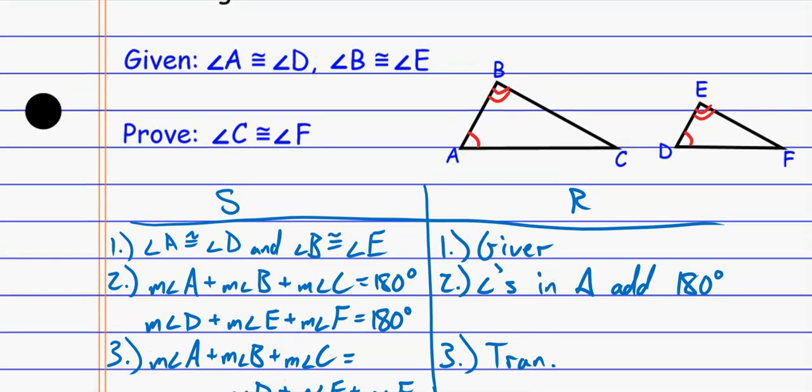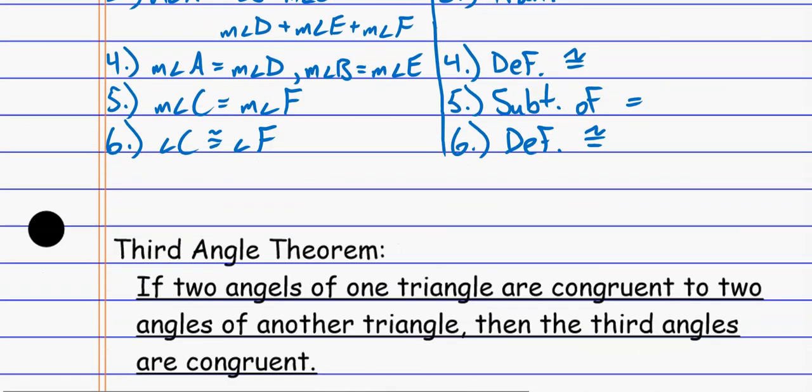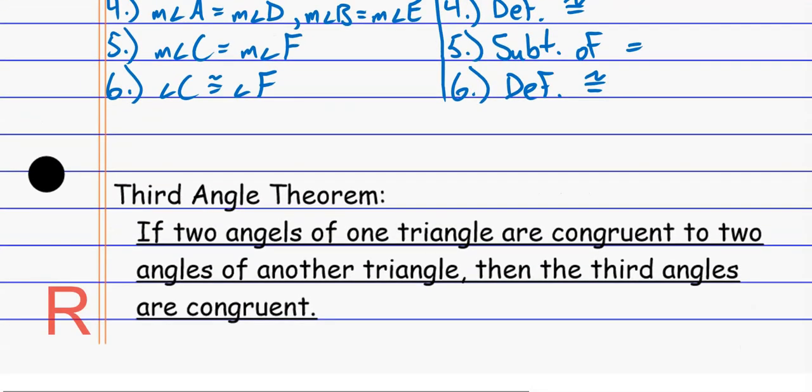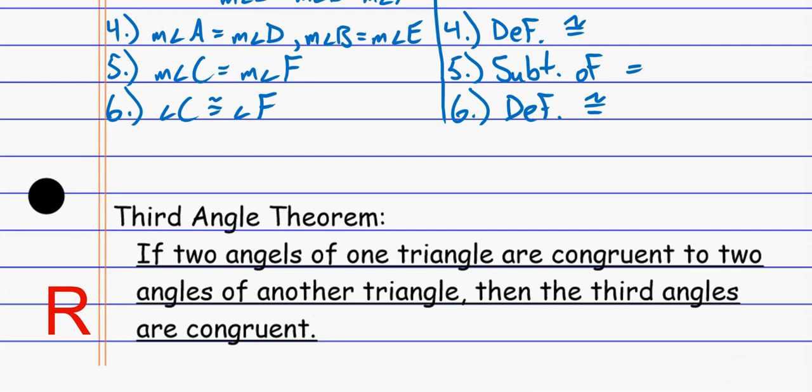If we have two angles that match up in two separate triangles, then guess what? The third angle has to match up also. So if two angles of one triangle are congruent to two angles from another triangle, then the third angles are congruent.